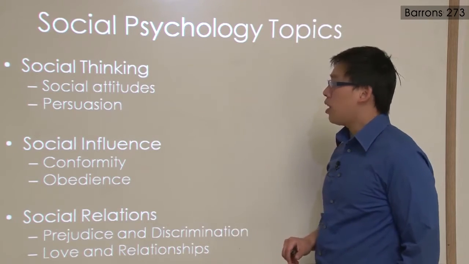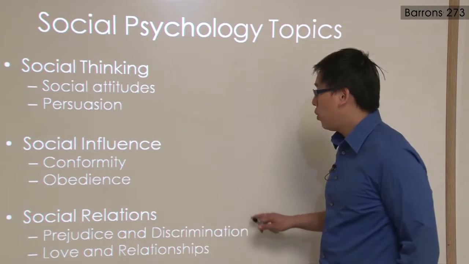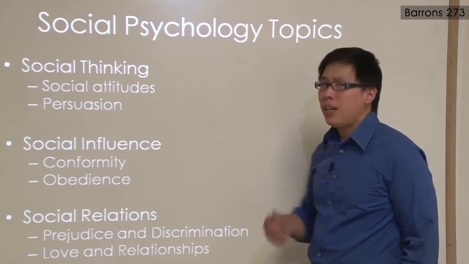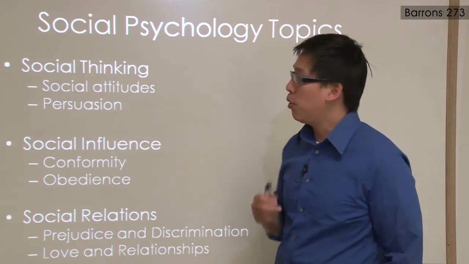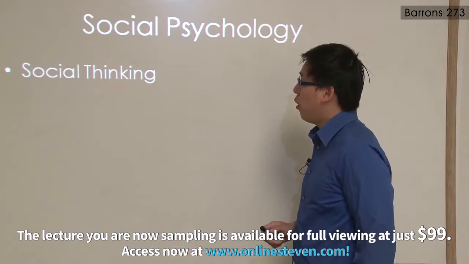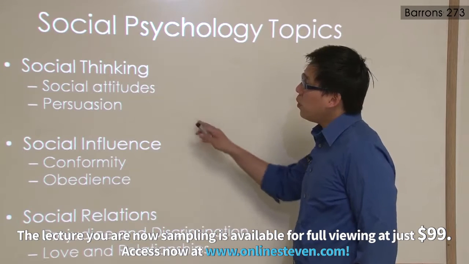Finally, in social relations, we talk about how we relate to one another. So we talk about things like prejudice and discrimination, hate, and then also the flip side, which is love and relationships, families, girlfriends, boyfriends, and so on and so forth. So let's start with social thinking.